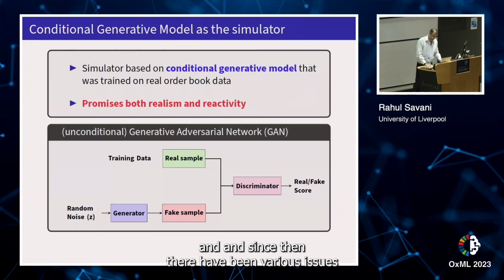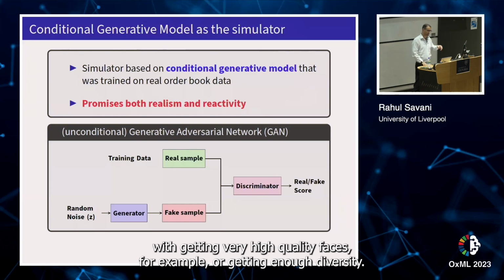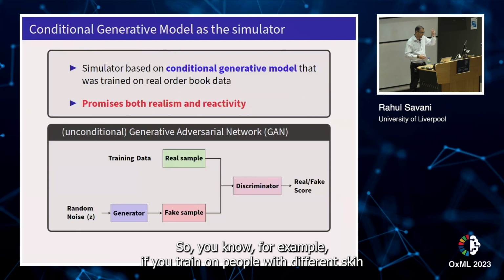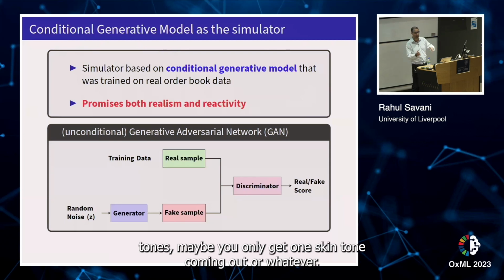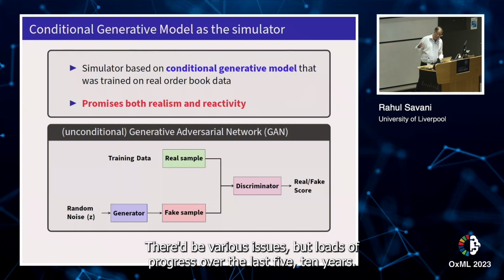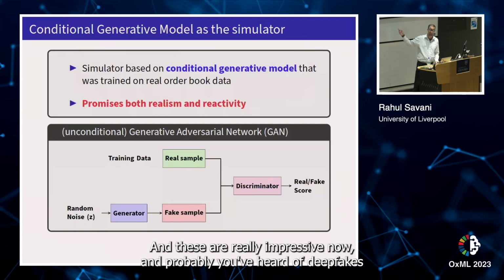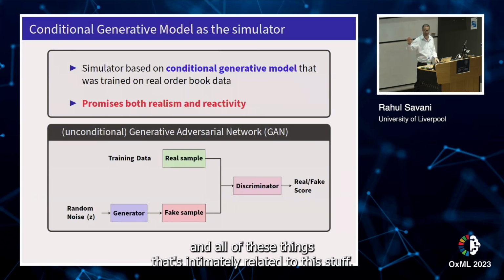And since then, there have been various issues with getting very high quality faces, for example, or getting enough diversity. So, for example, if you train on people with different skin tones, maybe you only get one skin tone coming out or whatever. There have been various issues, but loads of progress over the last 5-10 years, and these are really impressive now. And probably you've heard of deep fakes and all of these things. That's intimately related to this stuff.